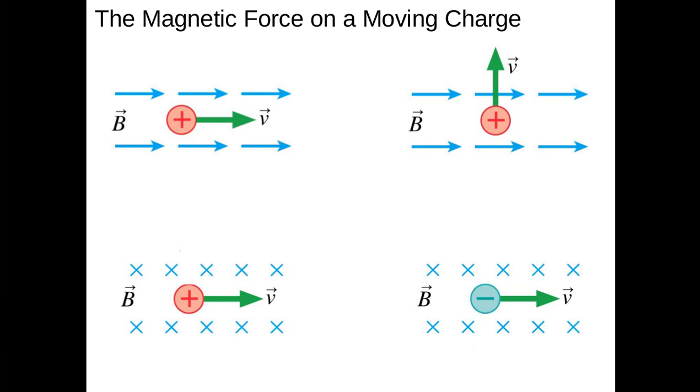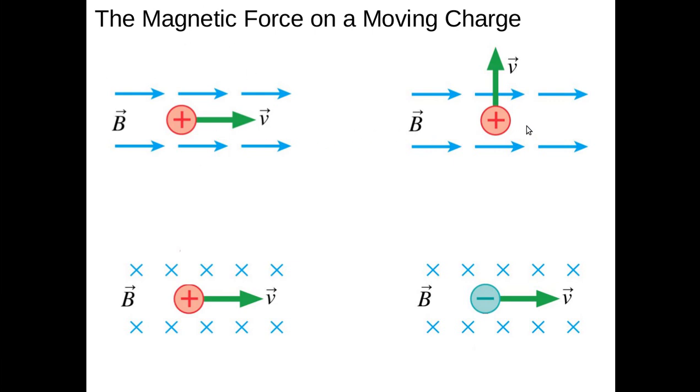It says to curl your fingers in the direction of the magnetic field, but I see that the magnetic field is in the same direction as the velocity vector. So I can't curl it. If I don't curl my fingers, then the angle between the velocity vector and the magnetic field vector is 0. So that means the force on that charge is 0. So the force on this charge in the top left corner is 0.